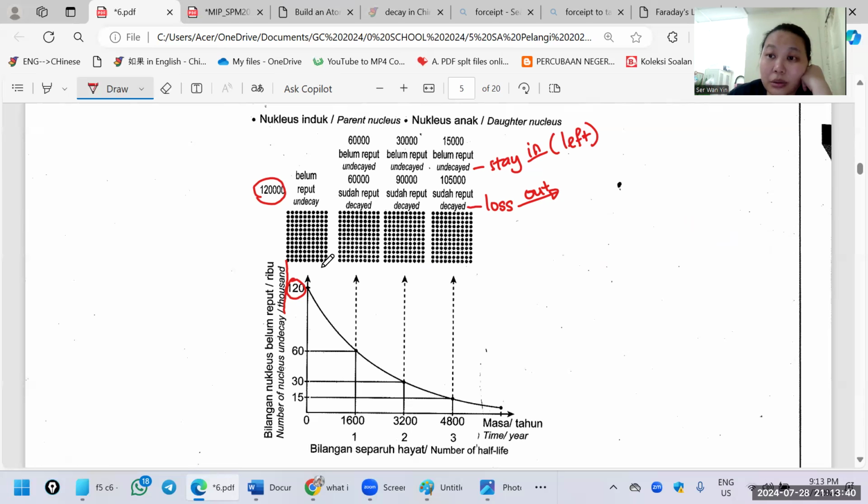Okay, so it's 120,000 become half and become half and become half and become half again. So with the time of 1,600 years, it will decay become half. With another 1,600, it will decay become half. 1,600 become half. 1,600 become.